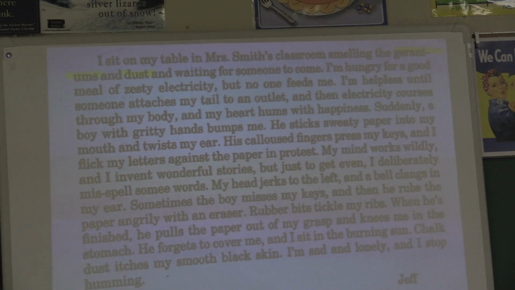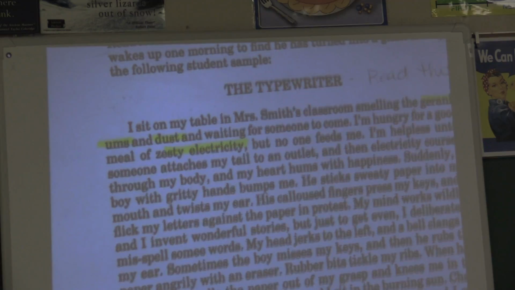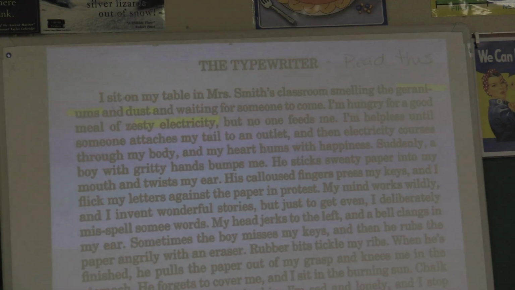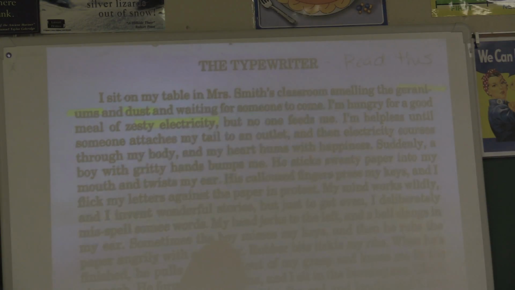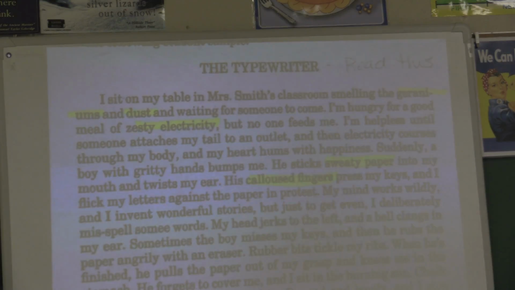What is he hungry for? Electricity. Zesty electricity. What else does he taste? Speaking of taste, paper. What kind of paper? Sweaty paper. Okay. So there's some imagery there. What does he feel? His hands pressed on the keys. What does he feel on the pressed keys? Rubber. Calloused fingers. Right.